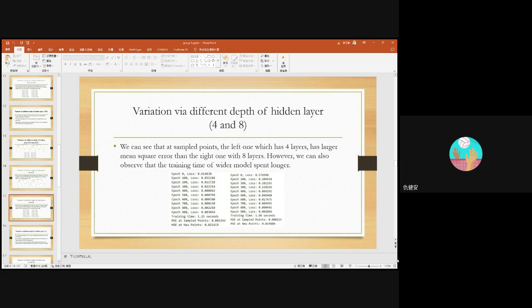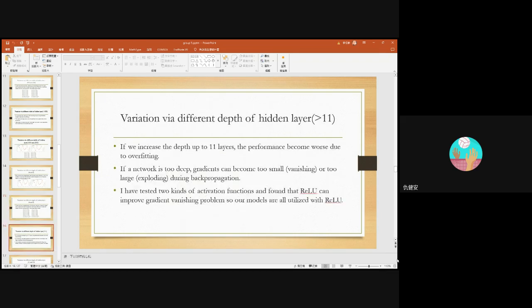Next page. And here is the deeper model we test. However, when the network depth increases to 11 layers, performance worsens due to training difficulties like vanishing or exploding gradients. To mitigate this, we integrated a ReLU activation function.